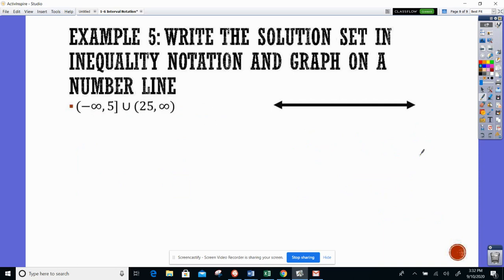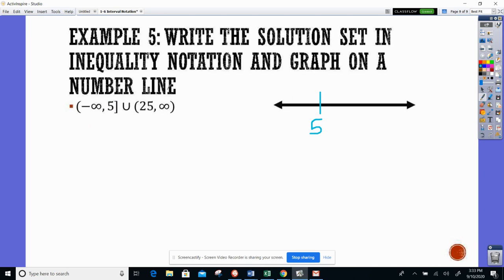The last problem we have says to write the solution set in inequality notation and graph it on a number line. So it's kind of the opposite of what we've been doing. It gives us the interval notation and wants us to write it in inequality notation. Again, just like I've been doing, I'm going to do my number line first. I look at my first part of this, and it says -infinity to 5. So I know I'm going to have a point at 5.